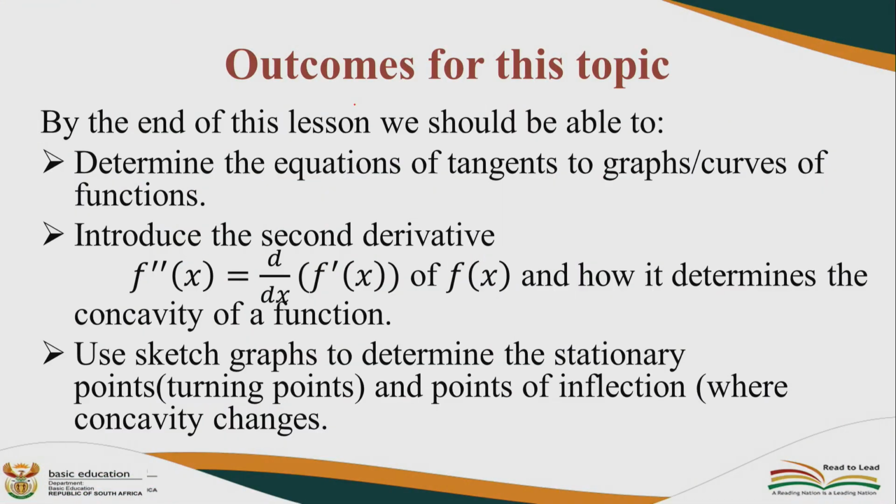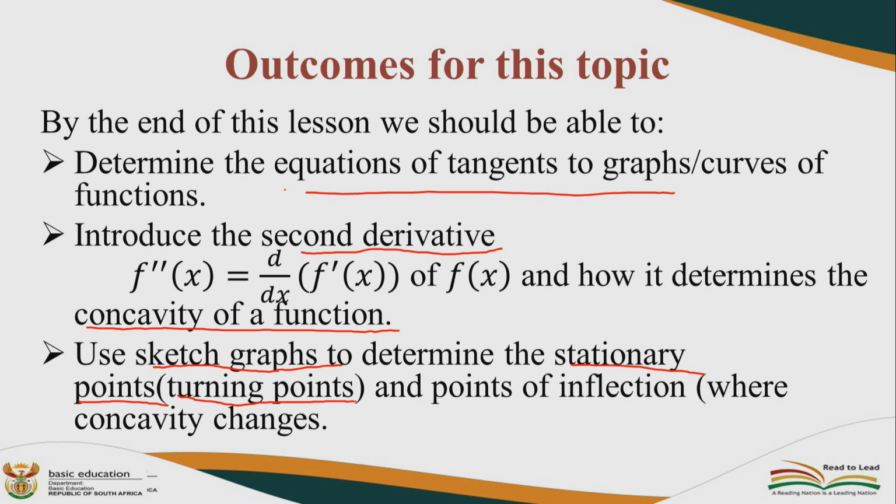Our learning outcomes. By the end of this lesson, we should be able to determine the equation of a tangent to a graph or curves of functions, introduce a second derivative and how it determines the concavity of the function. Also, use sketch graphs to determine the stationary points, also known as turning points, and also a point of inflection. What is a point of inflection? It's where the concavity changes. I will explain that later on.